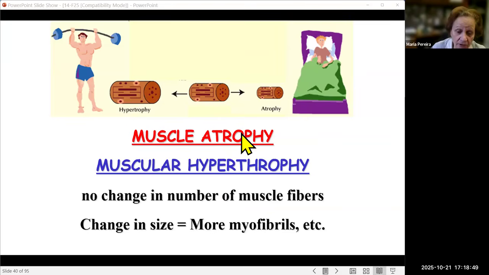So muscle atrophy depends on the size of the muscle fibers. So if you don't use them, they atrophy. If you use them a lot, if you do a lot of exercise, then the size of the muscle increases, not because you have more muscle fibers, but because you have more myofilaments and more myofibrils. So the change in size, you have more myofibrils. Myofibrils are those cylinders inside the muscle cells.